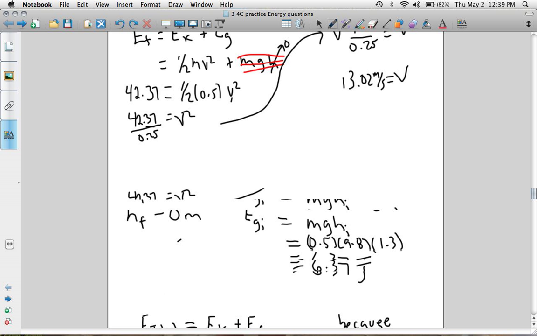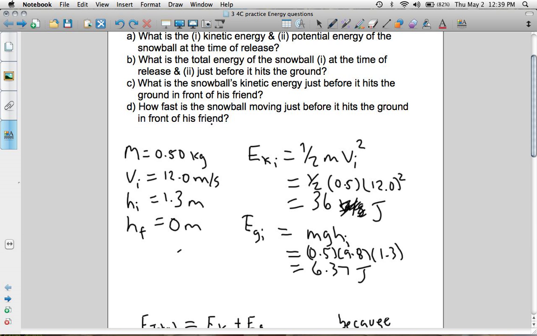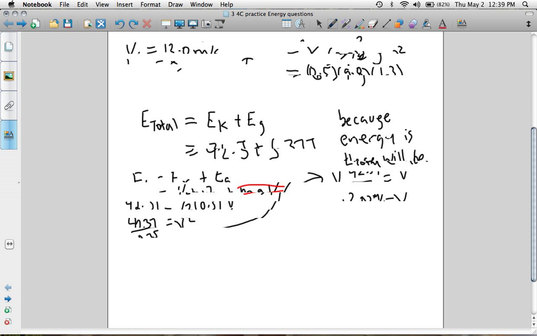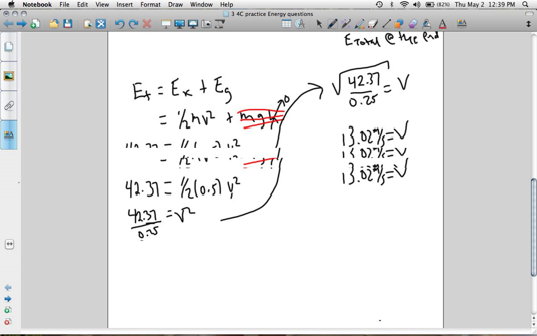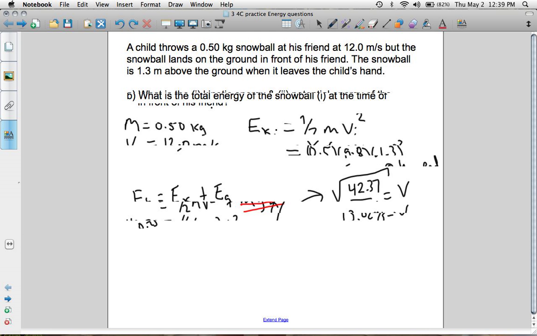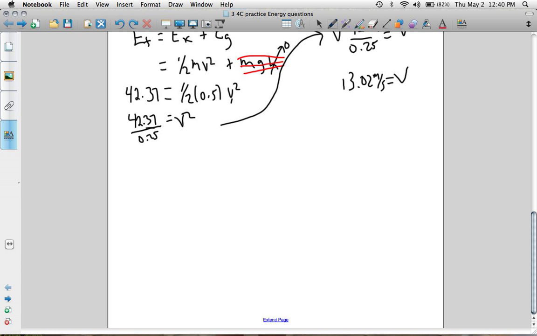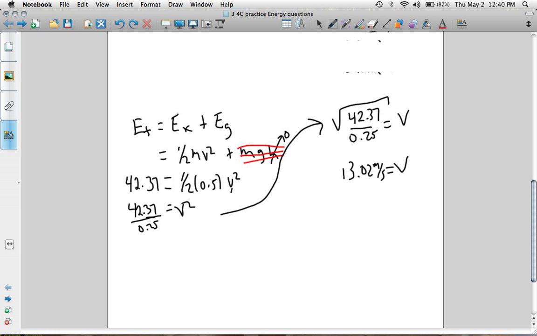So it gained about a meter per second was that answer. And what was the last? How fast is it moving? Oh, I did C and D together. How fast is it moving? 13 meters per second. And so that's how we work through that. Whenever you do these problems, the total energy is always the kinetic plus the gravitational potential, and then you just have to figure out what point it is, how much it is.